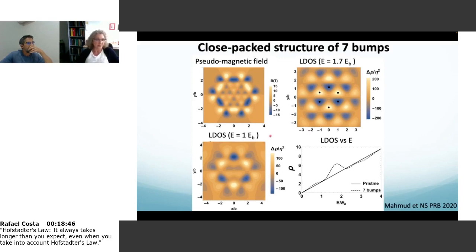This is a plot of the local density of state at the energy where the states are more localized here. And I would expect that if I were to put an STM tip in this area, there is a chance that I will see Landau level scaling in my peaks in the STM. If I look at the density of states versus the energy, I will find a feature that looks like this.